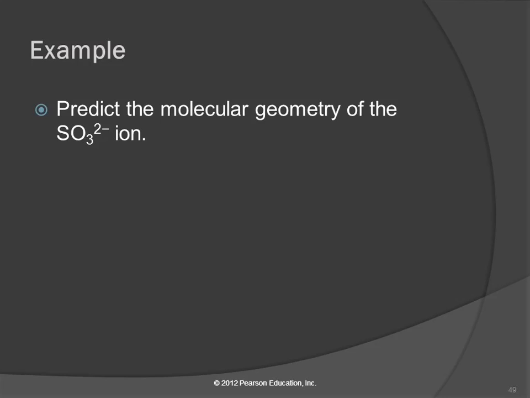Let's do the SO3 2- ion. What's the name of that ion? Sulfite. So first step is a correct Lewis structure. We're going to put the sulfur in the middle. Be symmetrical, and it's got 3 oxygens around it. If you want to put your third oxygen on the top, or if you want to have the empty one on the right or the left, it doesn't matter.